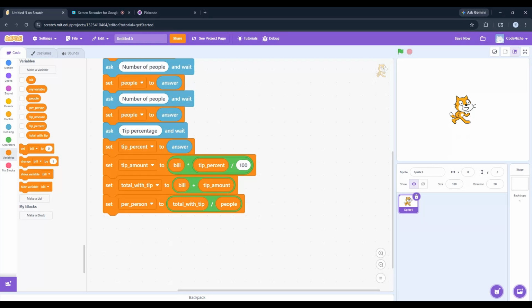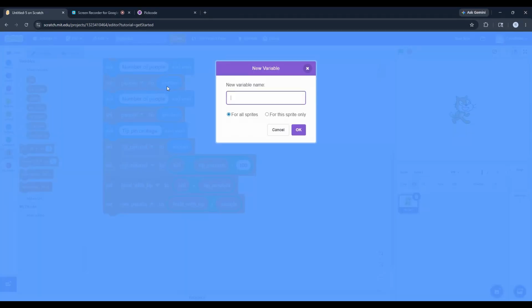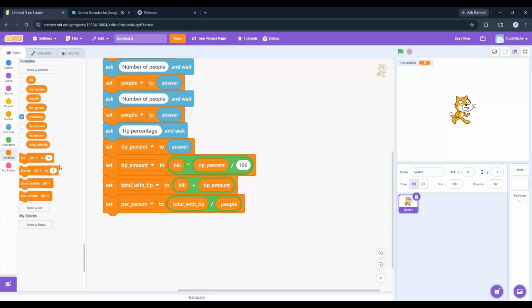Here we go. In these three variables, we have used three operators: multiplication, division, and addition. Now for the clever one, we need to check whether the bill was split evenly or not. In order to do it, I will create one more variable called remainder, because our task is to apply all the operators that we have learned till now in the same project. So here we have a remainder, and this remainder will decide whether your bill was split evenly among all the people or not. Now how is it going to happen?